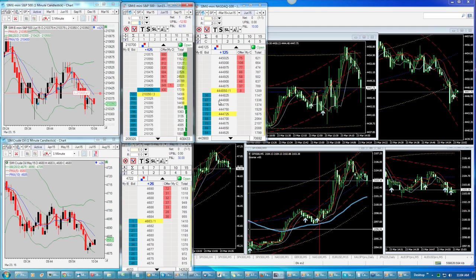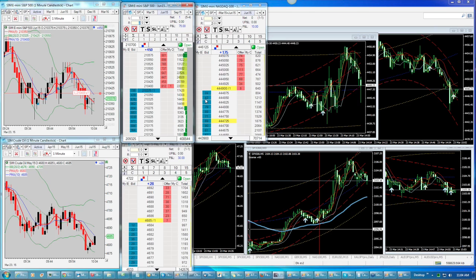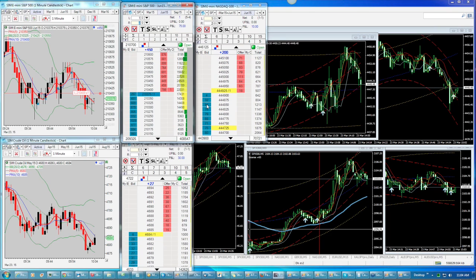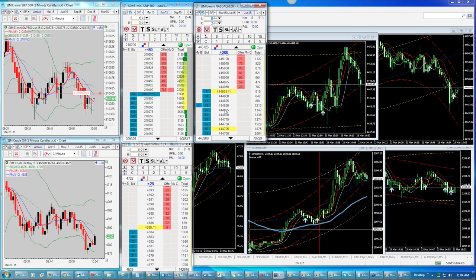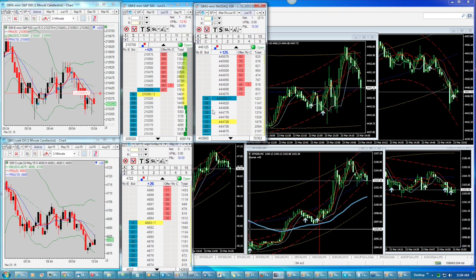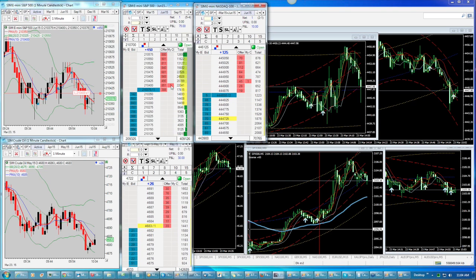It's kind of hanging in that zone. Now I'm just looking for a downtick just to get me filled. Okay. Offer back out. I'll get out of this S&P. It's put me to sleep.